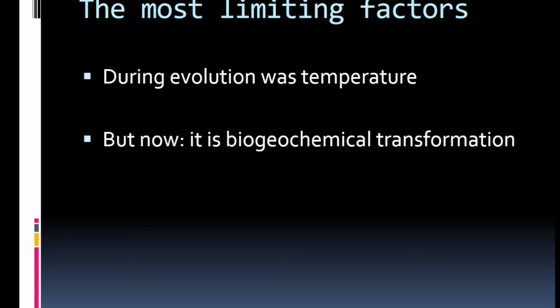Different factors play different roles for our existence. The most limiting factor during evolution was temperature, the temperature of air. But today we can speak about the most limiting factor as biogeochemical transformation due to chemical pollution of the external environment.